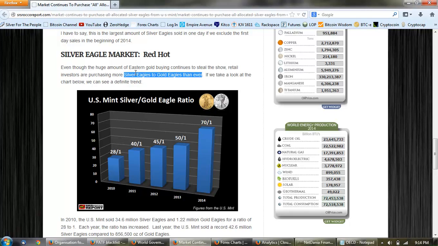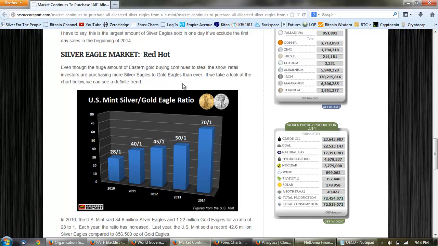Now, if you remember, this is something that Eric Sprott has been continually pointing out. Not only are people buying more Silver Eagles, that's deceptive. People are buying more in dollar volume of Silver Eagles than dollar volume of Gold Eagles. And with a silver to gold ratio somewhere in the 60s, I believe, it's absolutely absurd that this can continue. And of course, we know it can't continue. At some point, it's going to break.